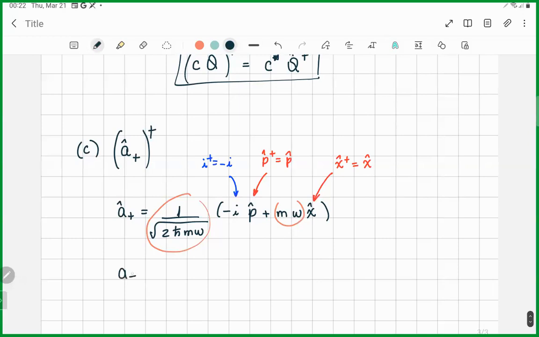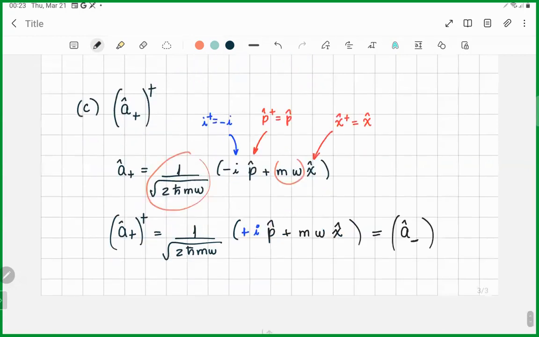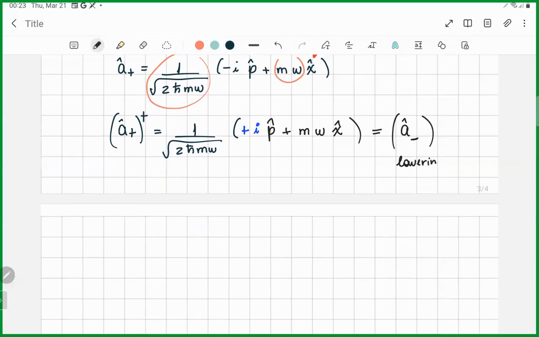So the Hermitian conjugate of this operator is almost everything the same. The only thing that changes is right here: this minus i becomes plus i. Everything else is just the same, momentum and position. Now, if you go back to your notes, to your book, you will remember that this operator is the one we call A minus. So you see that this is the lowering operator, and this one is the raising operator. And we just showed that the Hermitian conjugate of the raising operator is the lowering operator.